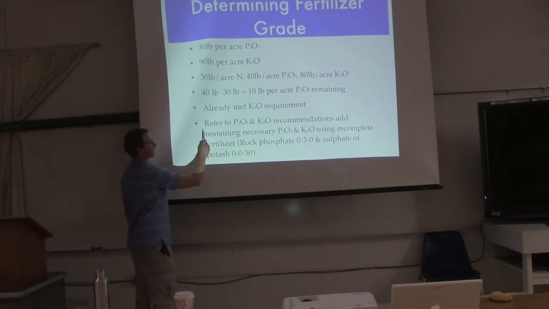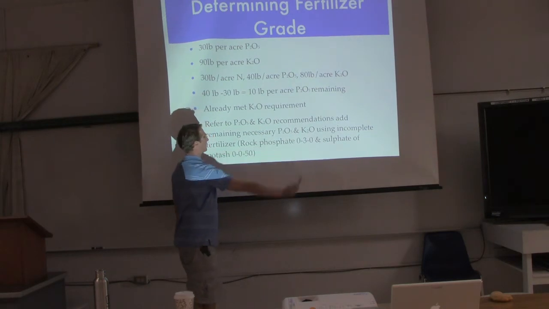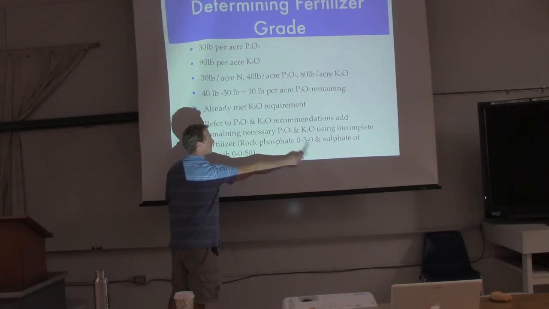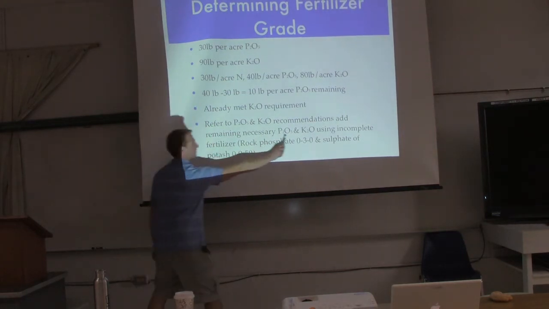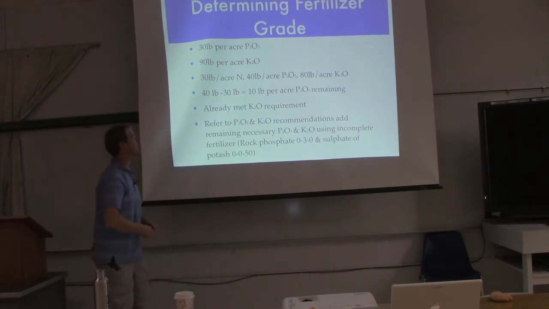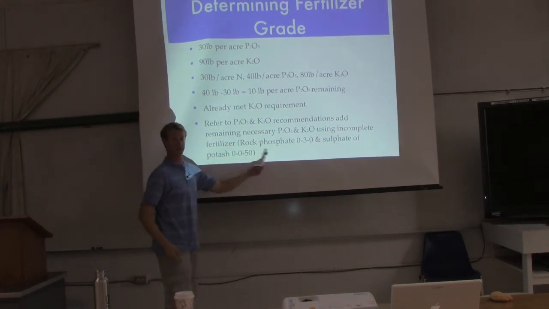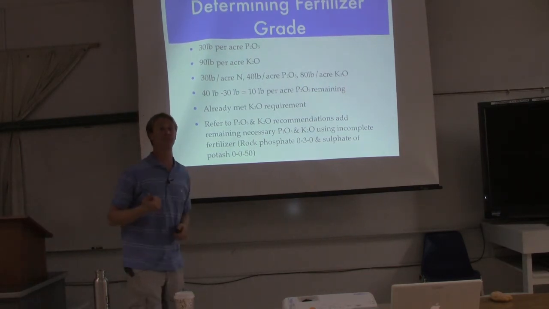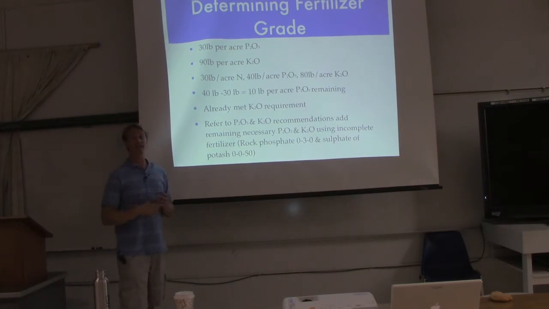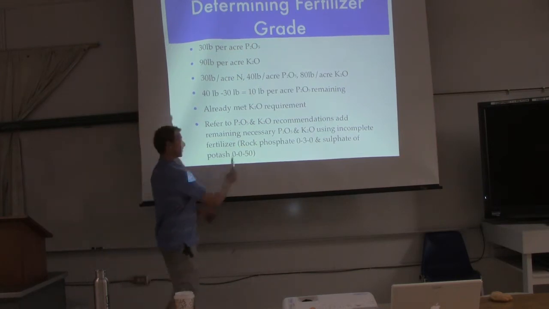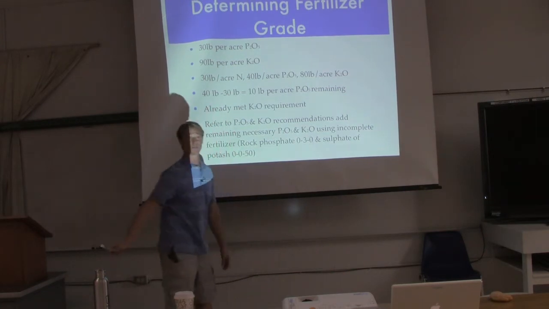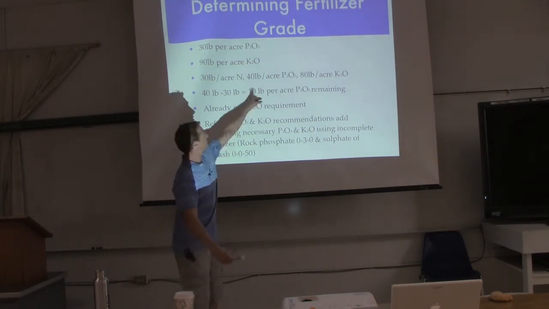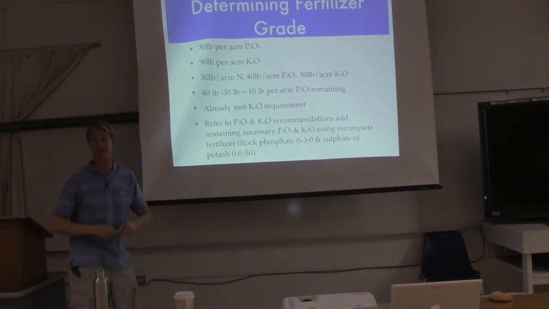You can refer to the P2O5 and the K2O recommendations and add the remaining necessary P2O5, and the K, actually you already meet that, using an incomplete fertilizer. So if I was to use rock phosphate, which is an organic source of phosphorus, mined out of the ground in Montana and shipped over, super cheap though, and readily available to plants once you put it in the soil. Rock phosphate is 0-3-0. It's an incomplete fertilizer. Or maybe sulfate of potash if I wanted to add more K2O if I felt like there was a need.